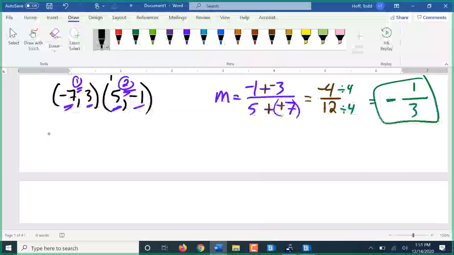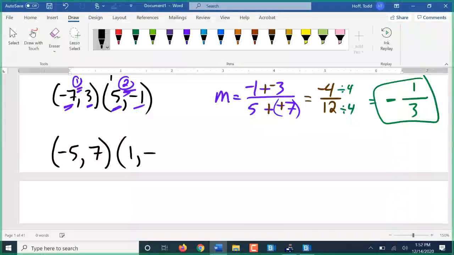In your notes, I want you to do the points -5, 7, and 1, -2. I'll give you a minute to find that slope, then we'll go over it.